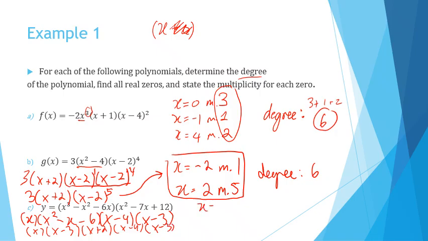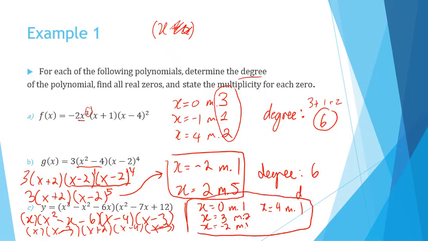So here our zeros should be at x equals 0 with a multiplicity of 1, x equals 3, and there's 2 of them, right? 1, 2, with a multiplicity of 2, x equals -2 with a multiplicity of 1, and then x equals +4 with a multiplicity of 1. So those would be all of our zeros there. And then our degree for that one is going to be 1 plus 2 plus 1 plus 1. So that should be 5. So our degree is 5 for part C.